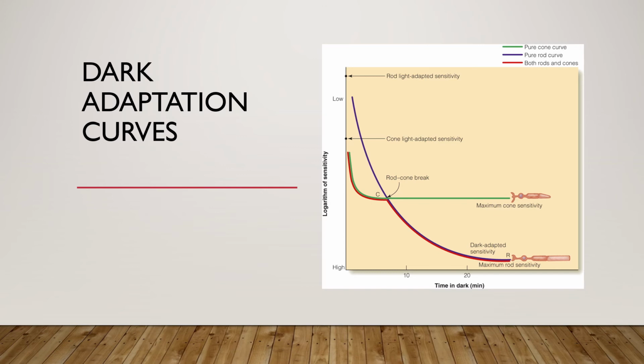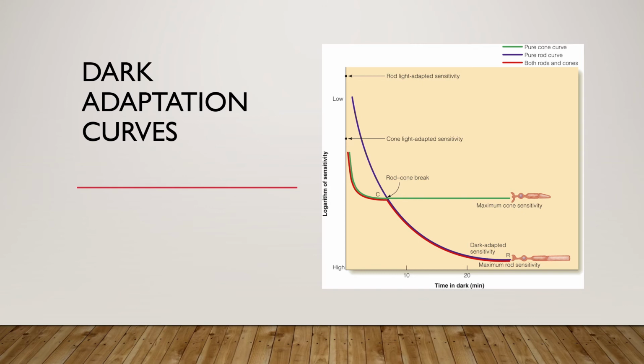And you can see they have that same starting point in the light. We turn off the lights, and they have that same starting point where they have pretty high threshold. They're slowly lowering and lowering that test light. It levels off at about 6 or 7 minutes, and it stays there. And that's really our maximum cone sensitivity.